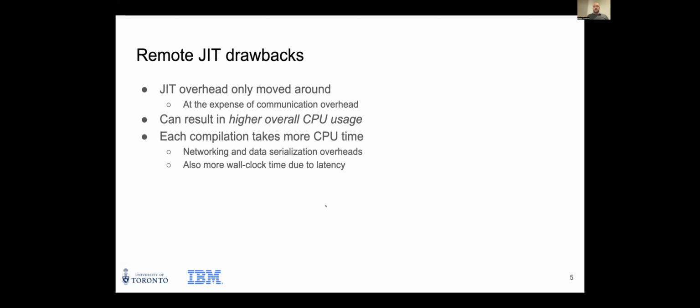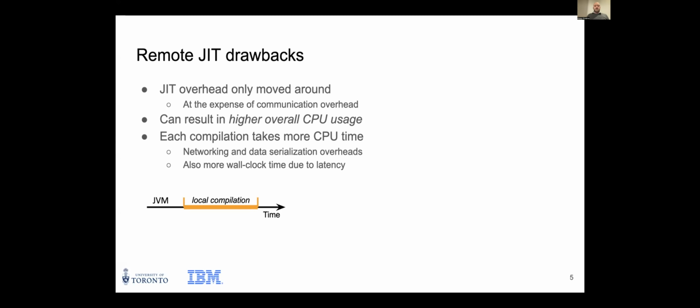Remote JIT on its own has significant drawbacks because the overhead of the JIT compilation doesn't go away, it's just moved around. And that comes at the expense of additional overhead because of communication. There is serialization, there is the networking stack, and it results in higher overall resource usage. And as we show in our evaluation, this especially affects shorter running workloads. Each compilation takes more CPU time because of the networking overheads, and it also takes more wall clock time because of the networking latency.